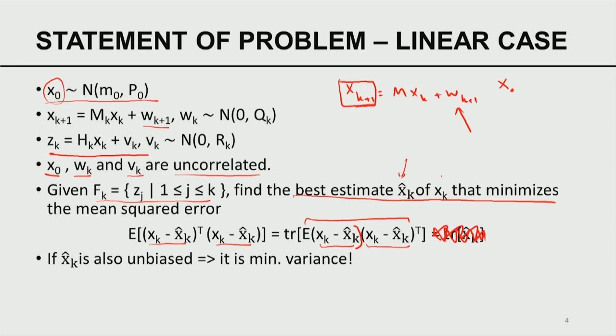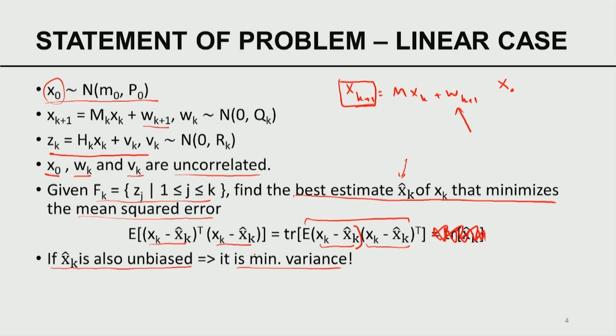That is where the notion of filter comes in. If I can also show that this filtered estimate is unbiased, we have already seen that minimizing the mean squared error is equal to minimizing the variance if the bias is 0. We have seen this relation when we talked about the Bayesian setup. Therefore, it is prudent to arrange things such that the estimate not only minimizes the mean square error, it is also unbiased. These two combined together will give you the minimum variance estimate.